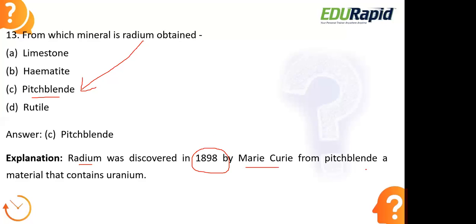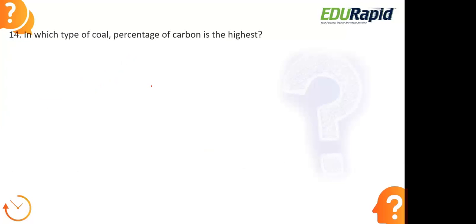Clear? So it was all discovered from pitchblende. Pitchblende is an ore. Out of this material, they discovered radium as well as polonium. Okay, radium is obtained from pitchblende. Moving to the next question now. In which type of coal is the percentage of carbon the highest? Peat, lignite, bituminous, anthracite.